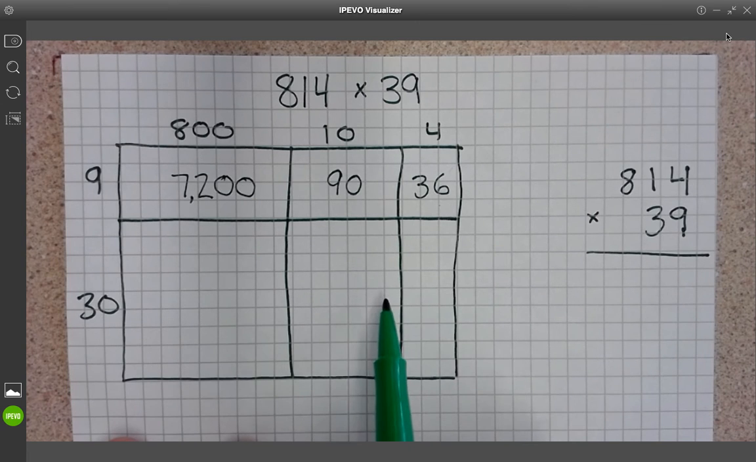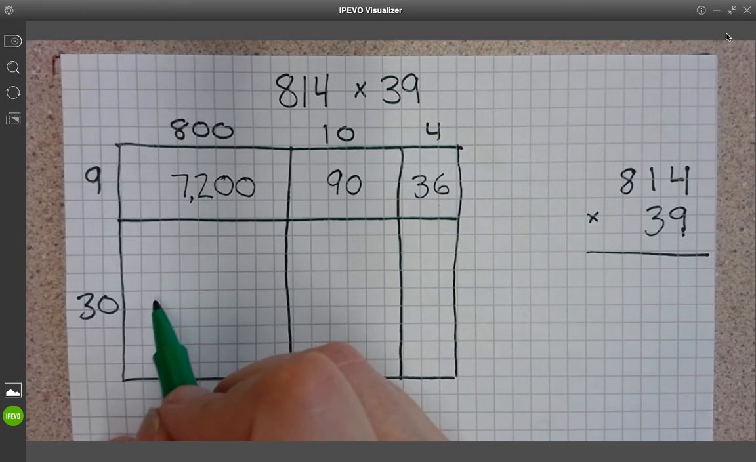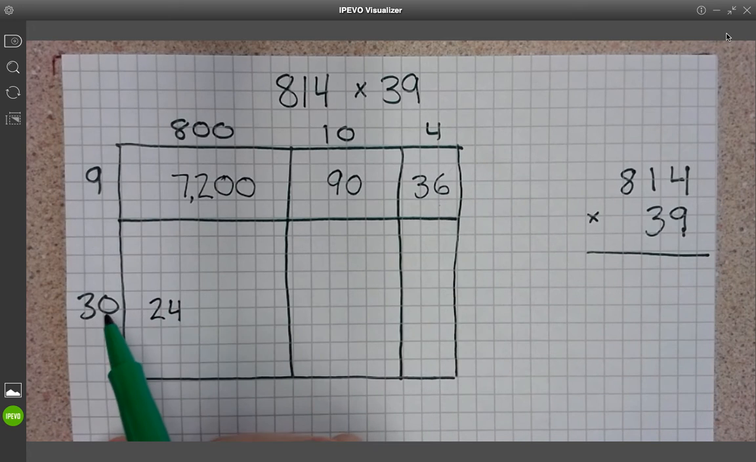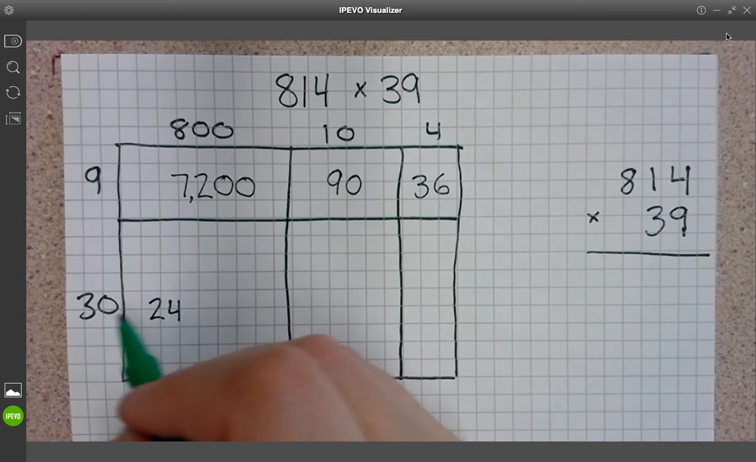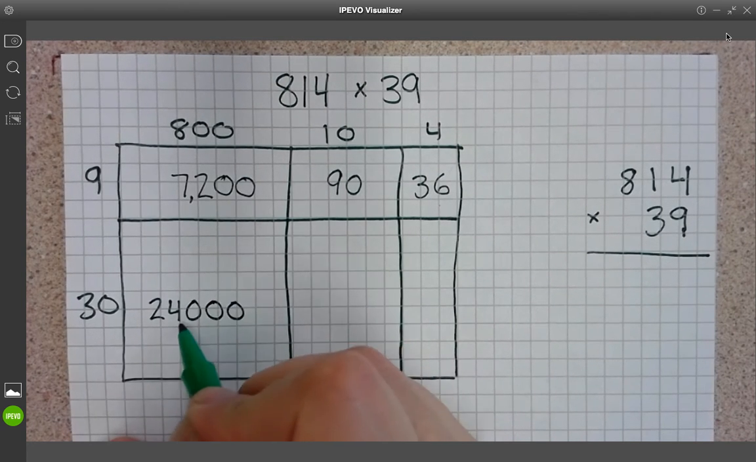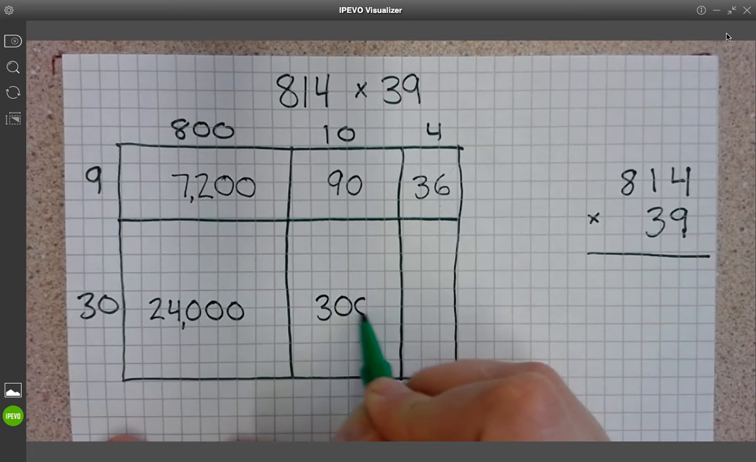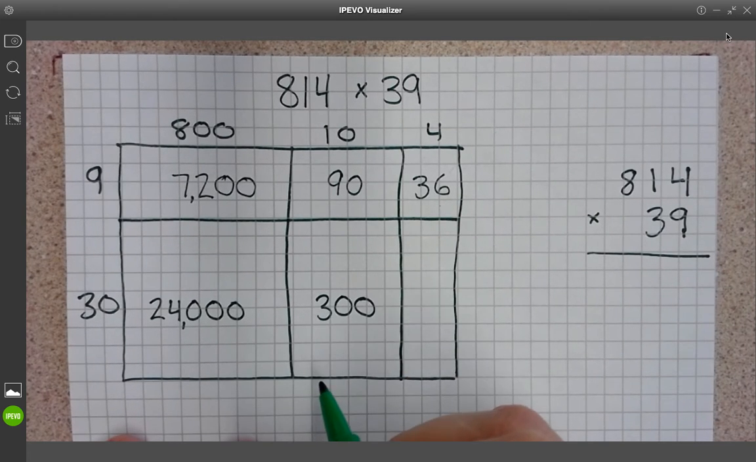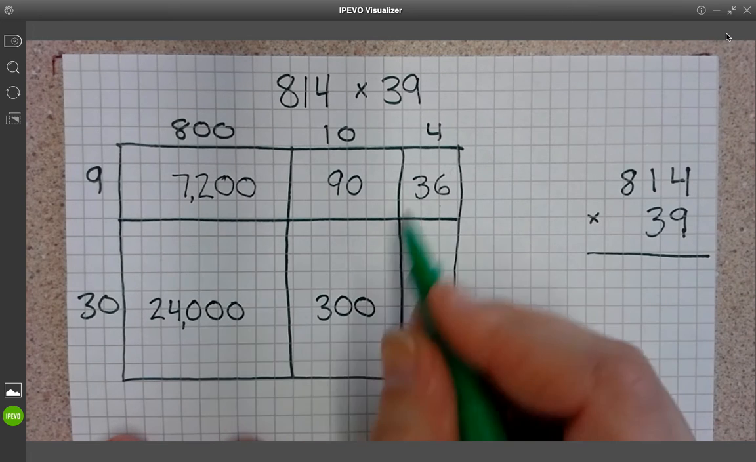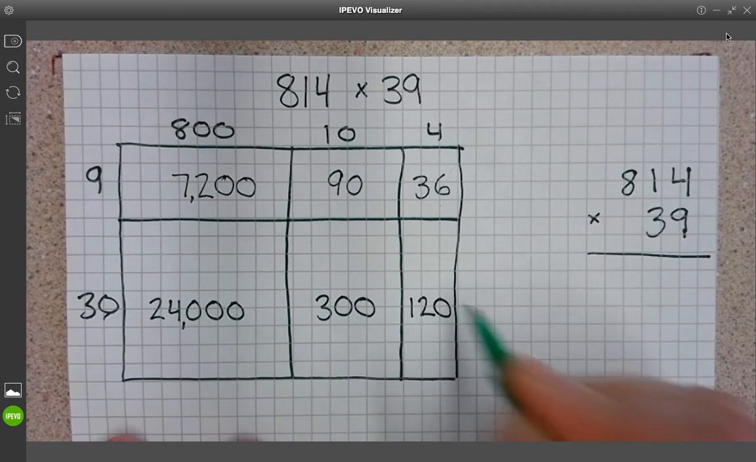My next section of my area model is 30 times 800, which is the same as 3 times 8, which is 24, times 10 times 100, 4 times 1,000, because 100 times 10 is 1,000. So I'm going to slide it 3 place values to get 24,000. Next, I'm going to do 30 times 10, which is 300. 3 times 1 is 3, and slide it 1 place value to show times 10. And finally, I have 30 times 4, which is 3 times 4 is 12, times 10 is 120.